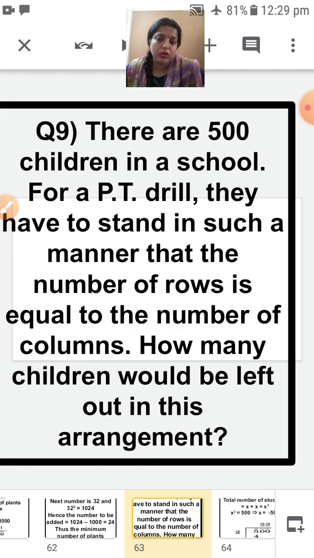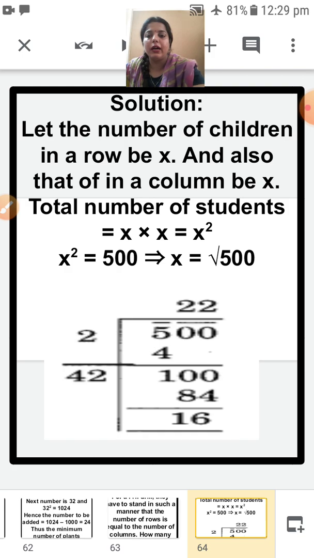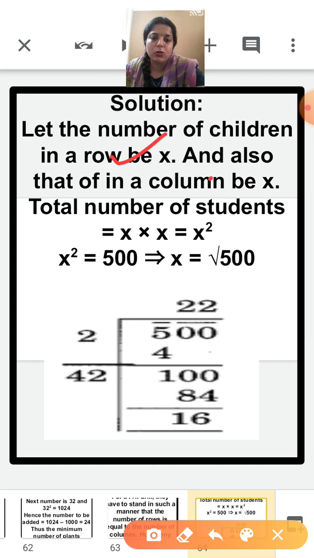Okay, in this question also the number of rows and number of columns should be the same. We have 500 children in the school. If rows and columns are the same and still a few students are left, we need to take them out of the arrangement for standing in the PT drill. Okay, let's see how we can find out now. The number of children in a row is x, so the column is also x, because the question says rows and columns are similar, so both values are x. So x into x is x square. x square equals 500, so x equals the square root of 500.